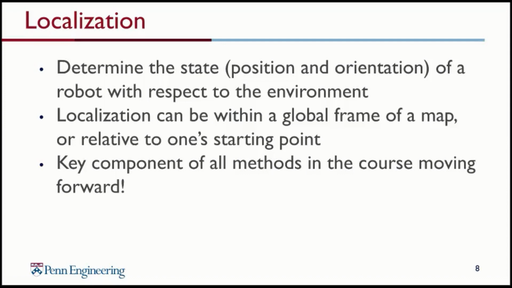Now, the environment can include some landmarks which are known or unknown. Localization can be done within a global frame of reference of a map, or it can simply be relative to one starting point. In other words, let's say that a robot is given some initial position, and then after some time, it moves in some direction. You'd want to know how far to the left or right, or in whatever direction the robot moves, relative to this initial starting point.